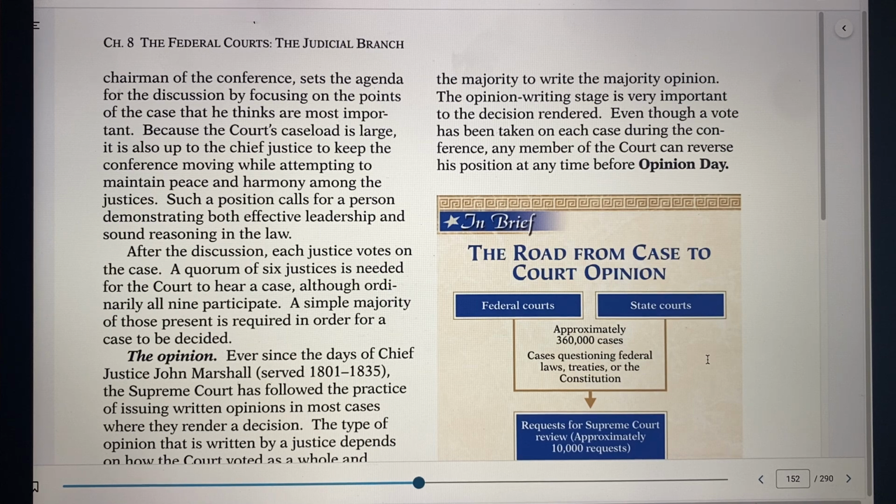So even though a vote has been taken on each case during the conference, any member of the court can reverse his opinion. So while the court's in session, they can say, I decided not to have that opinion. So when opinion day comes, they have to have it done. Opinion day marks the final stage of the Supreme Court decision. And the justices themselves present the opinion. Each one presents their own opinion. This is a very solemn public session. So the world's looking on. And the opinions are summarized and announced to the public orally. And this is a characteristic mark of the United States Supreme Court, issuing their opinions.